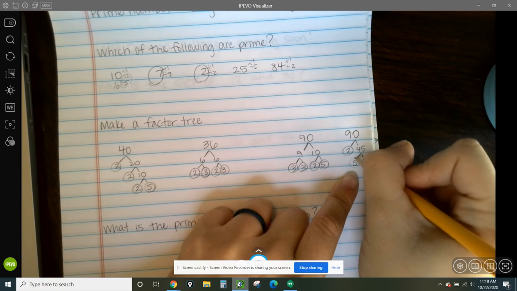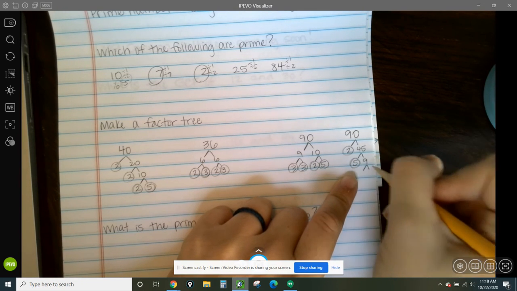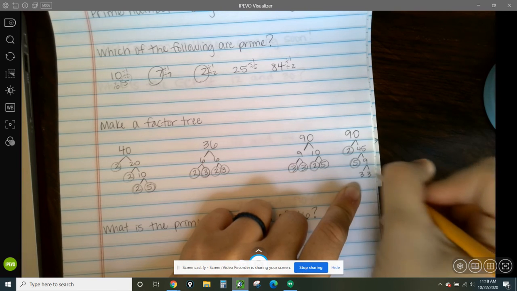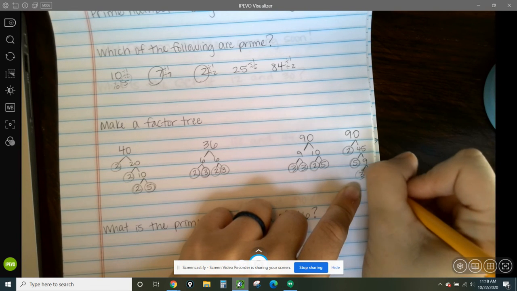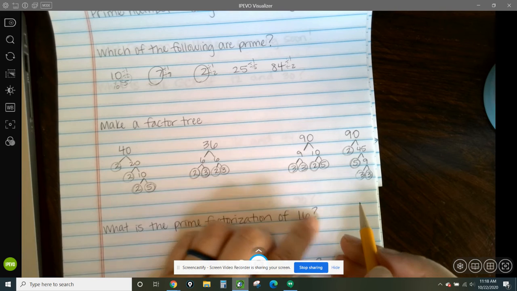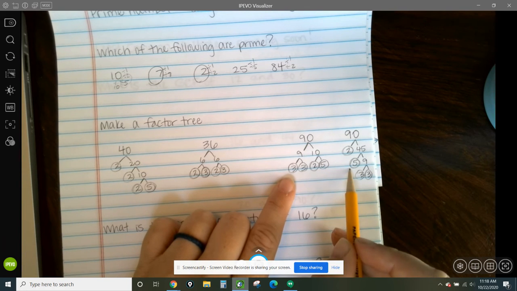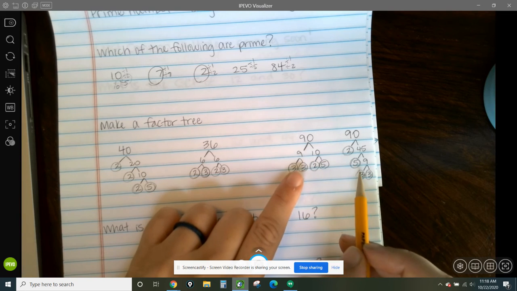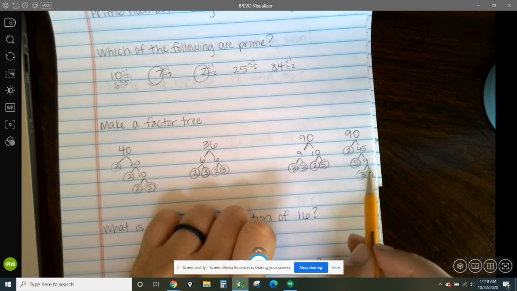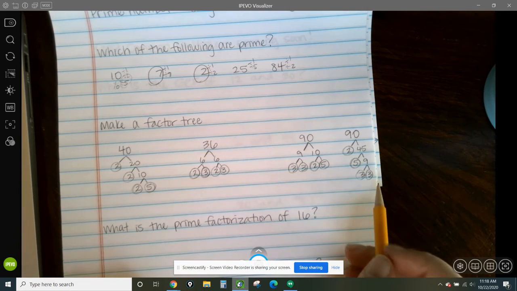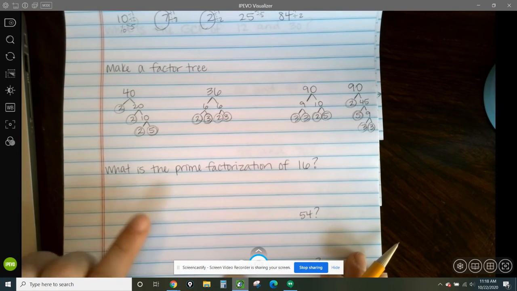Okay, I know 5's prime, so that's the end of the road for that. But 9, I can do 3 times 3. And then I know those 3's are prime. They're done. So look, I ended up with 3, 3, and 2, and 5. And here I have 3, 3, 2, and 5. So you still end up with the same prime factors no matter which way you do your tree. That's why I'm saying there's not just one correct way to do it.